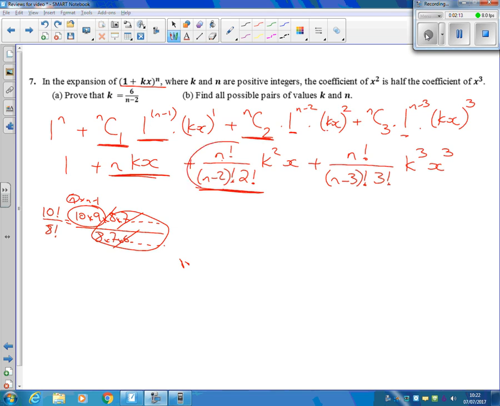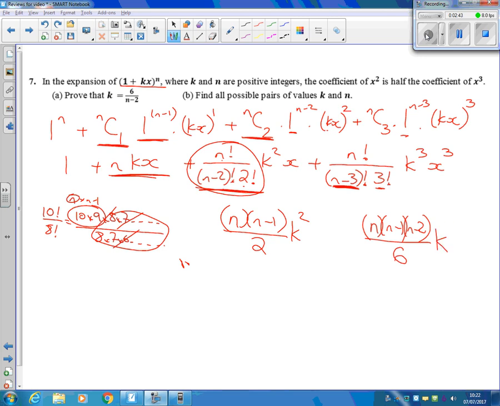So my whole bit here is going to cancel down to n times n take away 1 over 2 factorial, which is 2. And I've got k squared of those there. This one here is going to cancel down to n take away 1, and another one, n take away 2, because the bottom there doesn't start cancelling till n take away 3. 3 factorial at the bottom there is 6, and we've got a k cubed there as well.